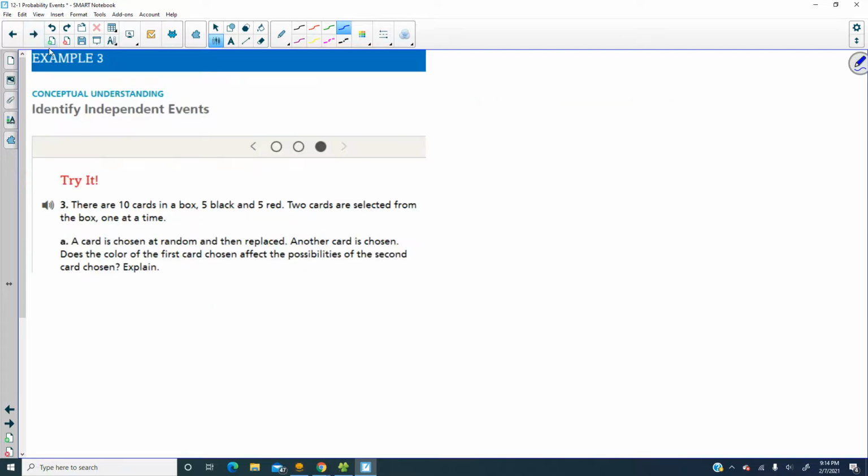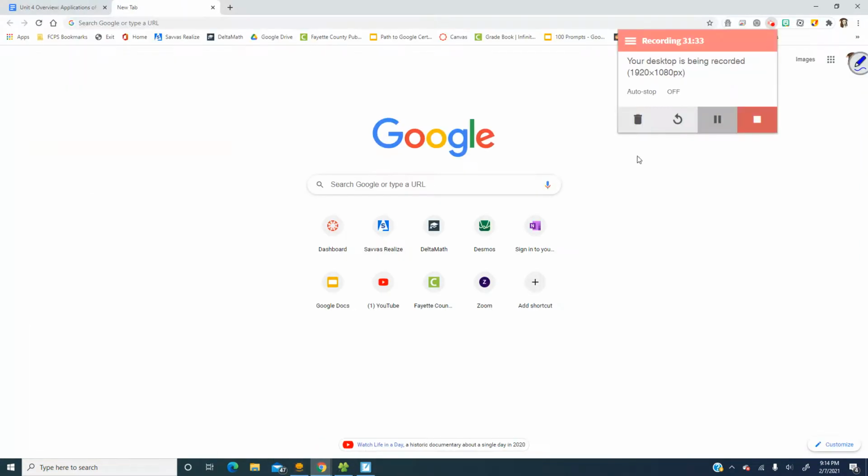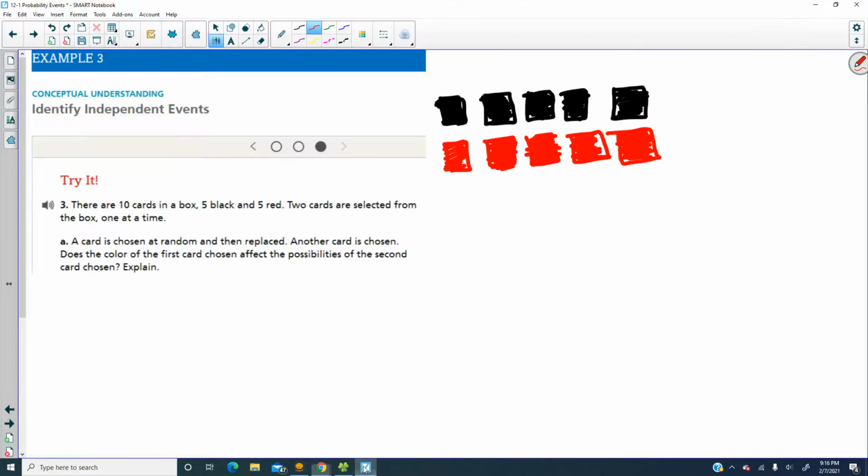So then let's look at example 3. There are 10 cards in a box, 5 black and 5 red. Two cards are selected from the box one at a time. I'm going to pause it and draw this out. Okay, so I've got my cards here, 5 black, 5 red. Two cards are going to be selected. For part A, a card is chosen at random and then replaced, and another card is chosen. Does the color of the first card chosen affect the probabilities of the second?